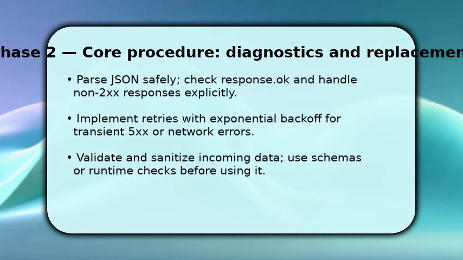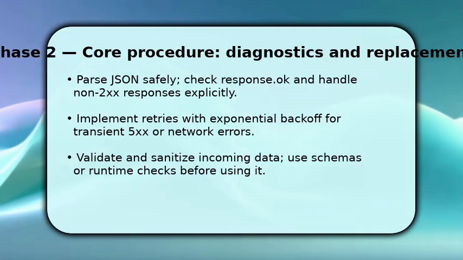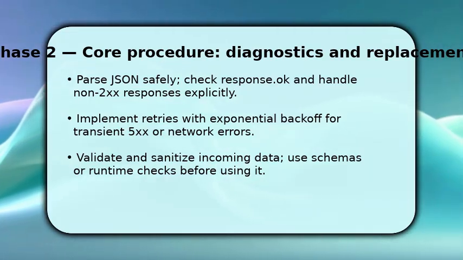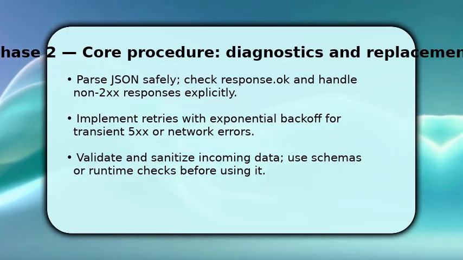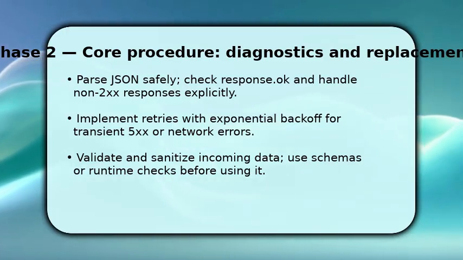You now focus on robust execution. Inspect response.ok and parse JSON within a try/catch. This prevents crashes on invalid payloads. Once parsed, validate keys and types against a schema or lightweight check so you avoid runtime errors.